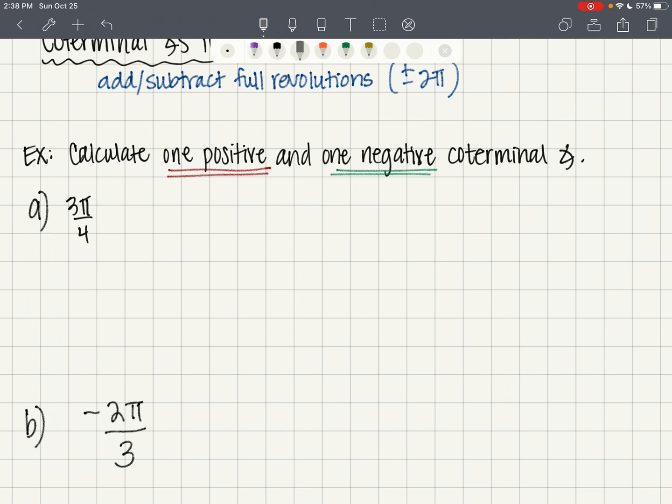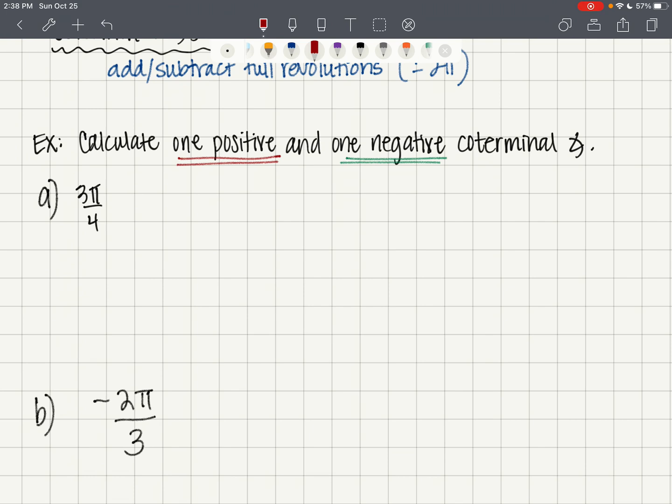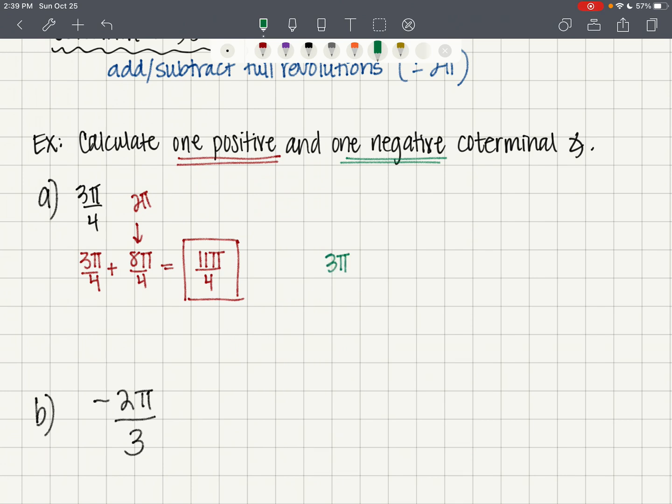I'm going to take 3 pi over 4 and add a positive 2 pi. So I have 3 pi over 4, and I'm going to add 2 pi. I'm going to do that using a common denominator. 2 pi is the same thing as 8 pi over 4. That gives me 11 pi over 4. Being able to add and subtract fractions will be helpful.